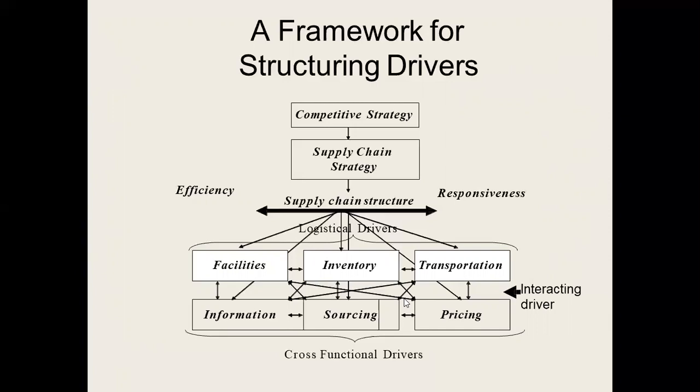Starting with the very vision of a company, the strategy will be attracting to the supply chain strategy. Then there will be two parts: efficiency and responsiveness. We have to play between these borders, either responsive or efficient. And within these two points, there will be the drivers, the logistic drivers and the cross-functional drivers. The logistic drivers are the facilities, the inventory, and the transportation. These are the very basic things, the three pillars of the total supply chain. And the other three parts which run the supply chain are the information, the sourcing, and the pricing.